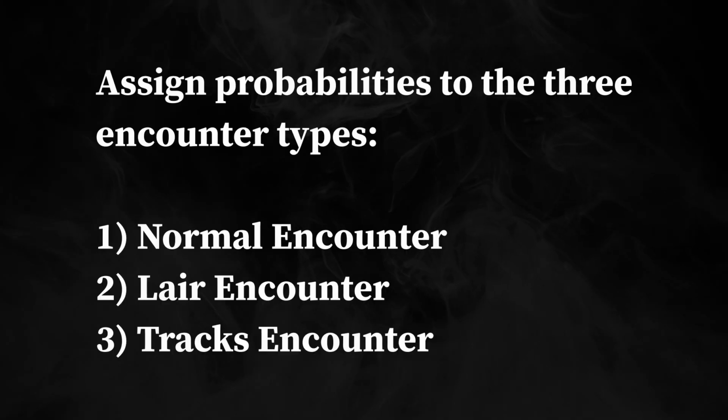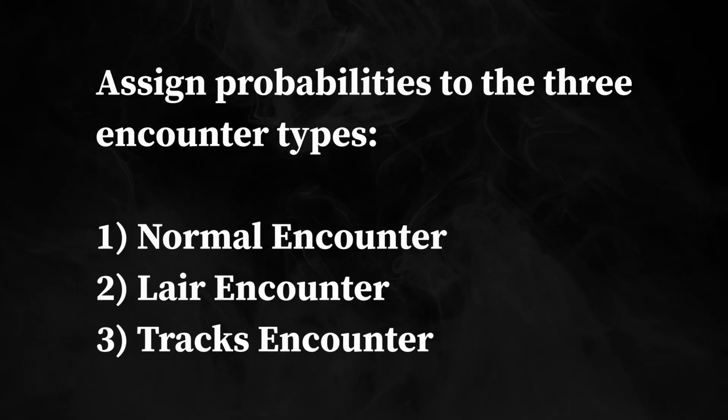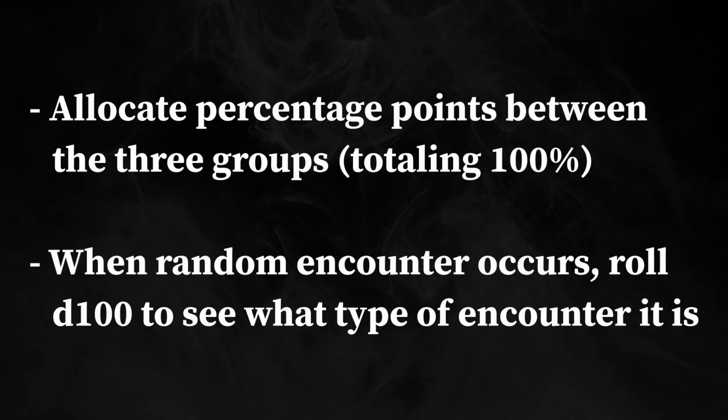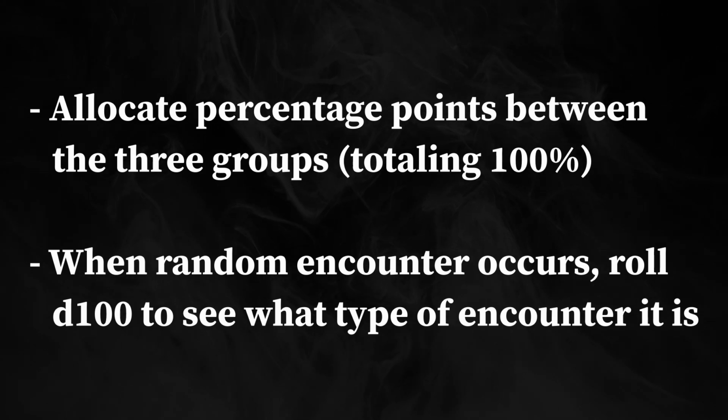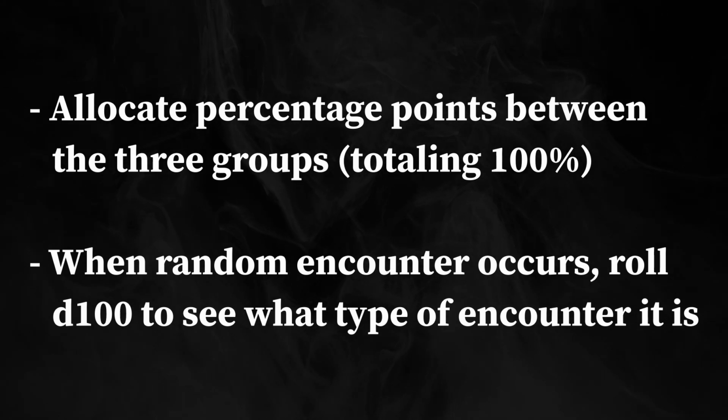So you might be wondering, how do we actually add these in practice? Well, it's pretty simple. You just need to assign probabilities to your 3 encounter states. So you have your normal random encounter, you have the lair encounter, and then you have the tracks encounter. For me, I like to use 100% and then allocate those percentage points how I feel, and then roll a D100. Personally, I still like to have the normal encounter be pretty high, say 60% or 70% of the time. Then maybe I evenly split the other 2 into buckets, or you can allocate them however you'd like.